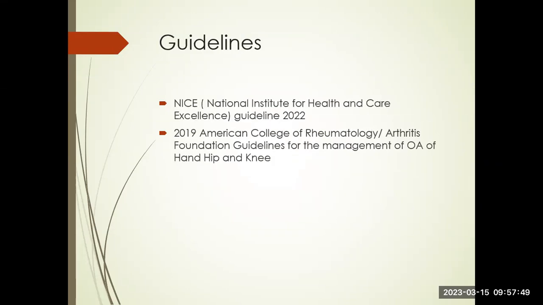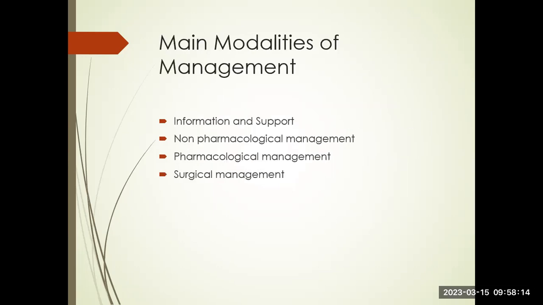The most recent updates in the guidelines for management come from the National Institute for Health and Care Excellence in the UK, and also the American College of Rheumatologists have given out new management guidelines in 2019. I have referred to these two when talking about the updates. Mainly there are four aspects we have to look into. Information and support is very important in osteoarthritis, because there is no definitive treatment as such, so the patient should be given a lot of information and support. Non-pharmacological management plays an important role, and there is also pharmacological management and surgical management.